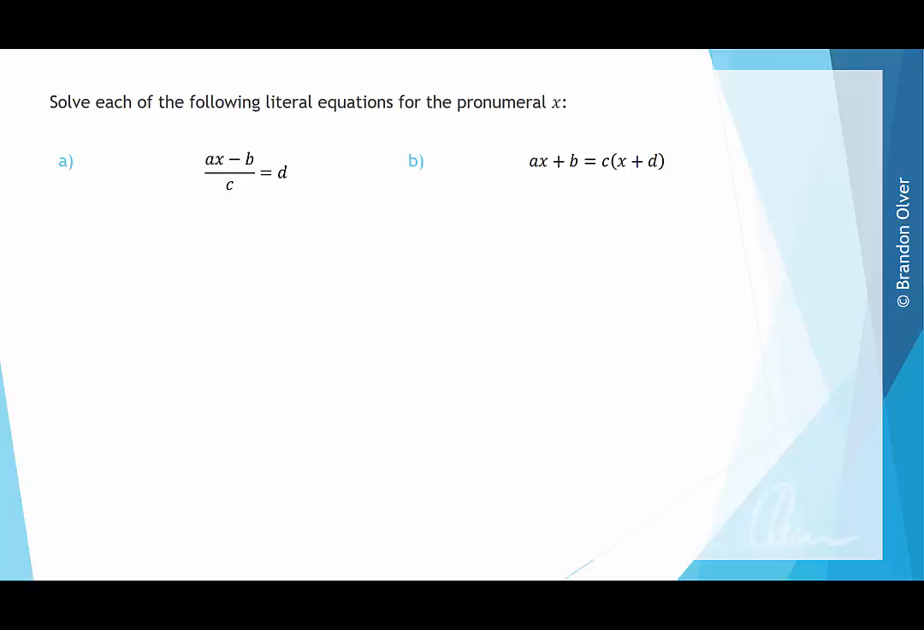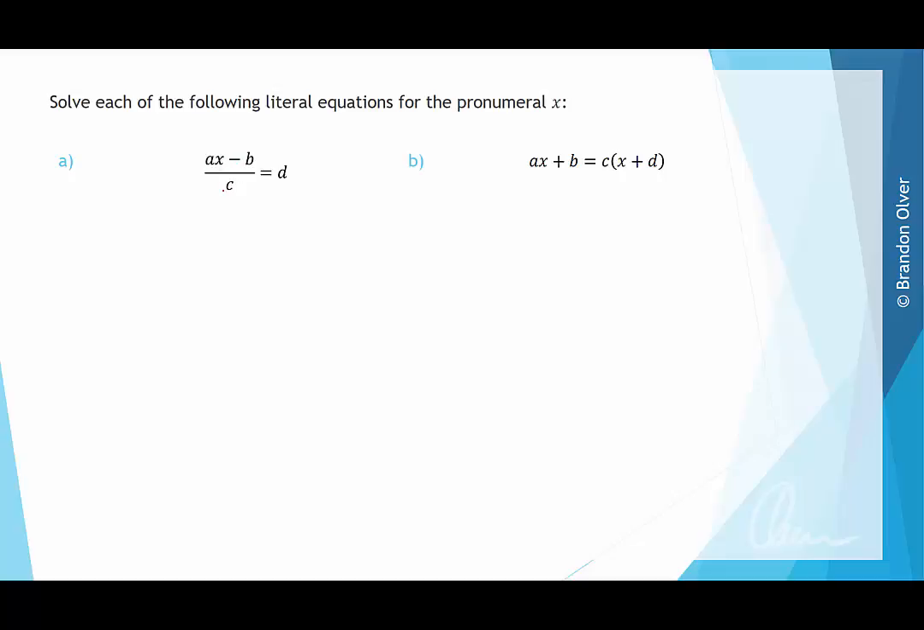Solve each of the following literal equations for the pronumeral x. So when we solve a literal equation, all that means is we're solving an equation the normal way, except the answer will contain other pronumerals. So for part A, we have x multiplied by a and then b is subtracted.